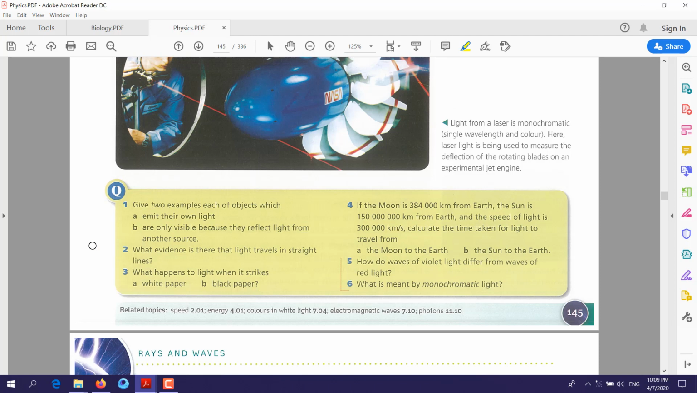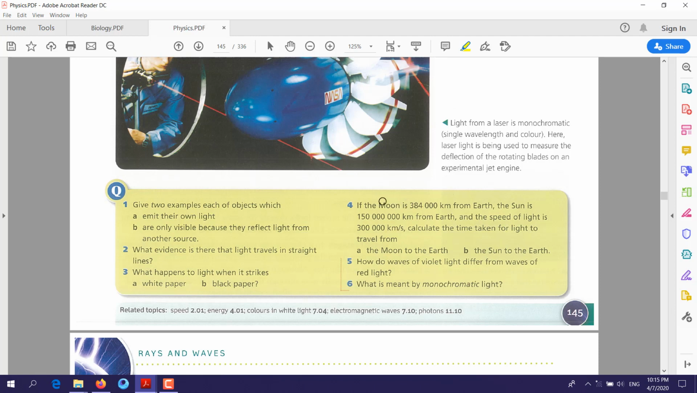Question number 3. What happens to light when it strikes A, white paper, B, black paper? The difference between these two surfaces is the color. In white paper, most of the light will be reflected, but in black paper, most of the light will be absorbed.